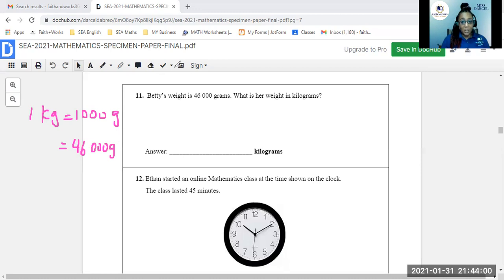When you divide by 1,000, you have to move the decimal point 3 spaces to the left, because you're going from a smaller quantity to a larger quantity. So at the end of every whole number, there's a decimal point. So you're coming here. 1, 2, 3. So you're stopping here. So your decimal point here. So 46 kilograms. You don't have to put 0.000. Zeros after the decimal point are understood, right? So simply 46 kilograms is just fine. Yay! All right, next one.